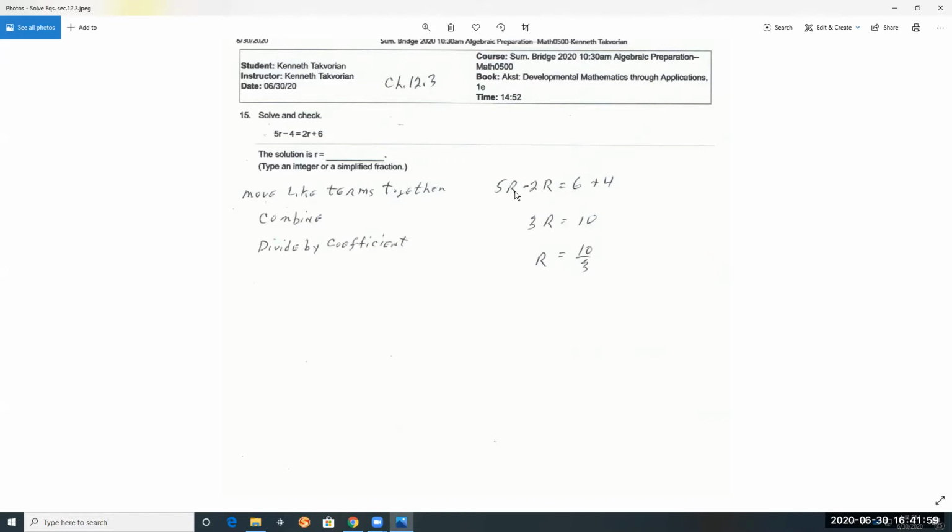Then we want to combine the like terms. 5r take away 2r is 3r. 6 plus 4 is 10. Finally, we divide by the coefficient of the unknown, which in this case is 3. So the answer is 10/3.